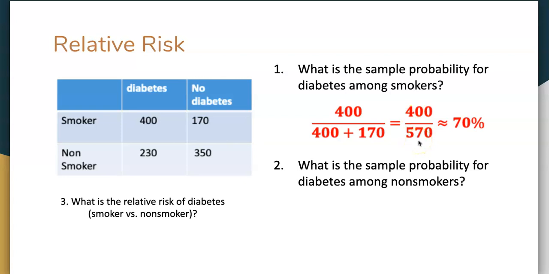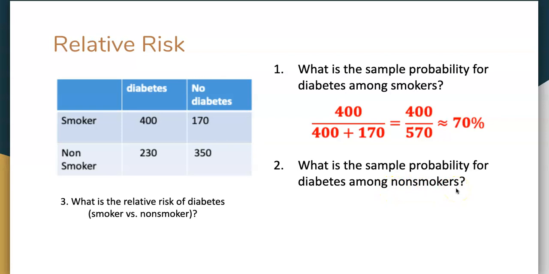Just to make it easier to see, I converted that into a percentage. 400 divided by 570 is 0.70. So approximately 70% of the smokers in this sample, not in the general population, guys, in this sample had diabetes. Now the second question: what is the sample probability for diabetes among non-smokers this time?